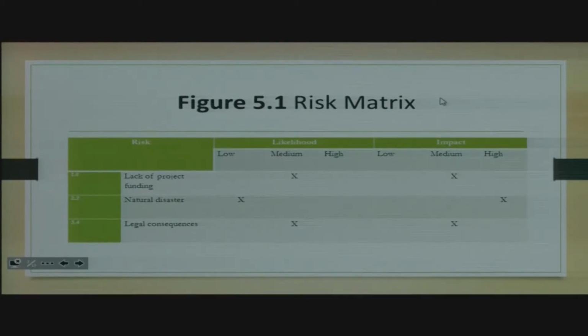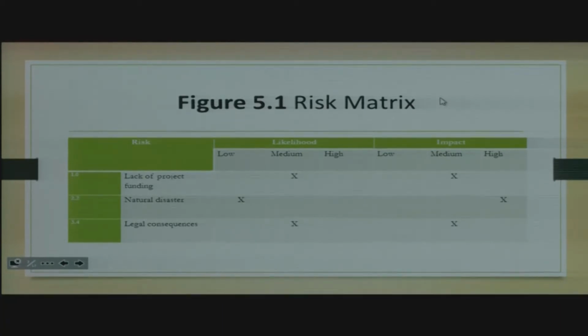Example of a risk matrix. On this figure, the numbers on the left, 1.0, 2.2, 3.4, are basically the number of the activity on your WBS. Remember, we said the levels and the activity is supposed to be numbered like that. So those numbers are the numbers of those activities. With that 1.0, we know we're talking about the whole project. And then the foreseeable risk here, they say, is lack of project funding.